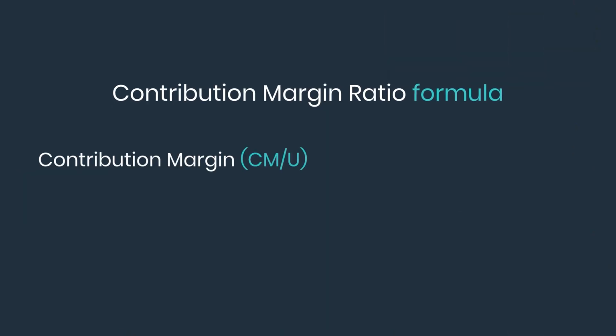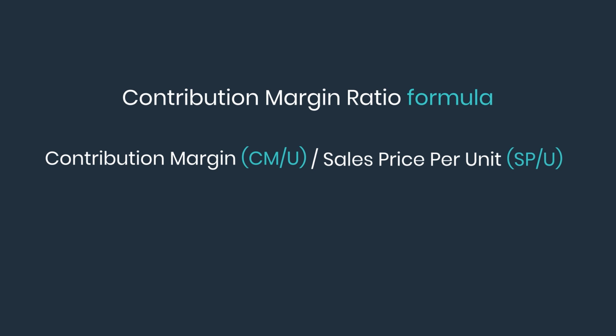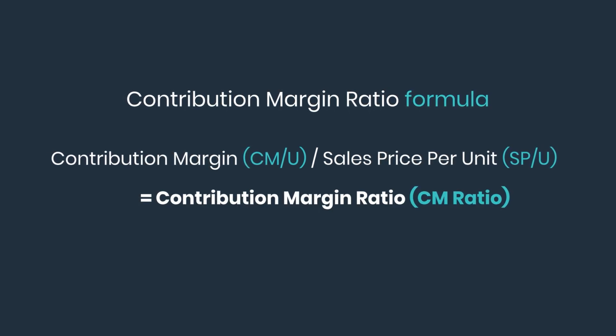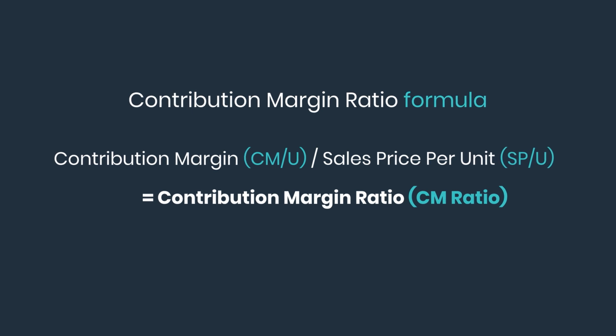So let's take a look at the formula. Contribution margin per unit divided by sales price per unit equals the contribution margin ratio. Businesses usually have a target contribution margin ratio in mind when pricing products and services, because it reveals how much money is left as profit after paying fixed costs. Using total contribution margin, which we'll cover in the next lesson, and the total sales price in the same formula will equal the same contribution margin ratio.